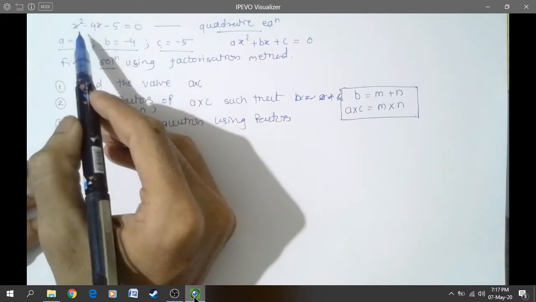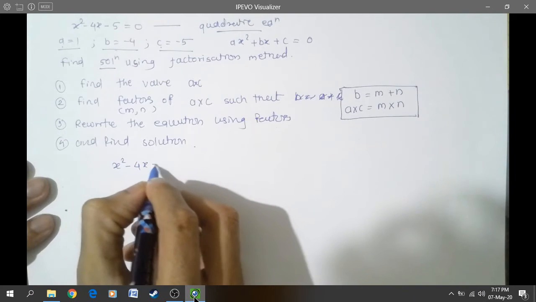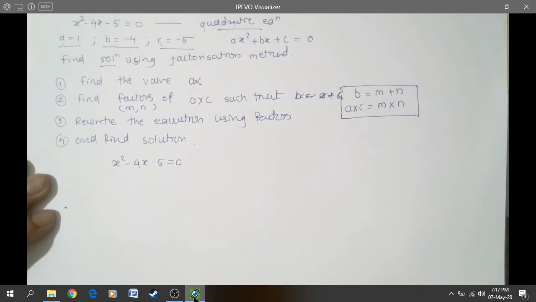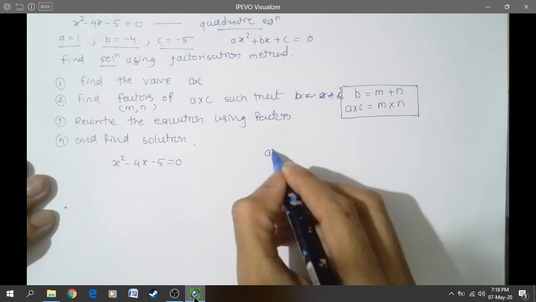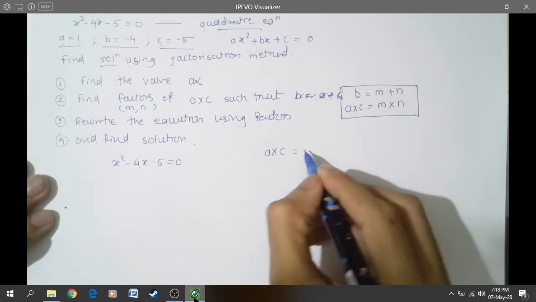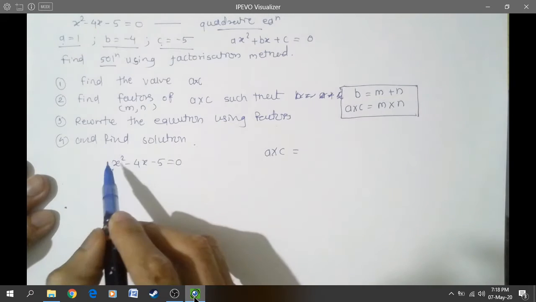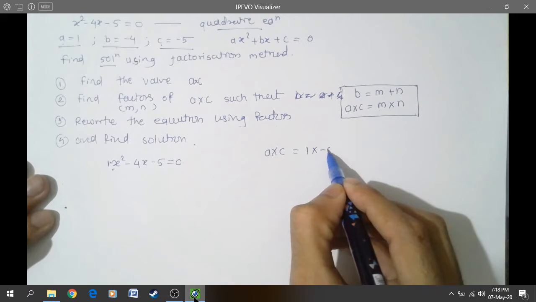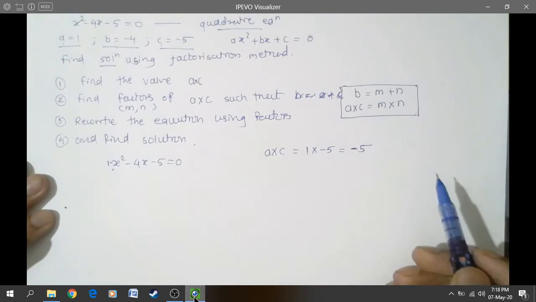What is our example? x square minus 4x minus 5 is equal to 0. This is the quadratic equation, and we want to solve it by the factorization method. So what is the first step? Find the value a into c. What is a into c here? a is the coefficient of x square, which is 1. 1 into minus 5 is equal to minus 5. This is step number 1.